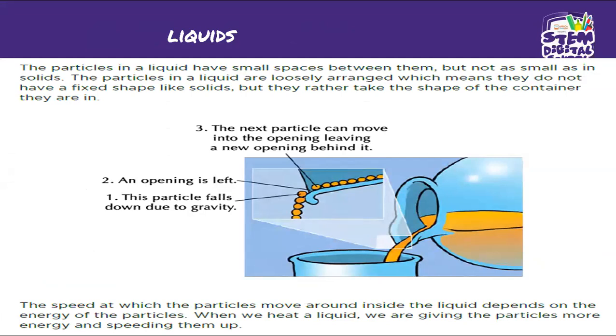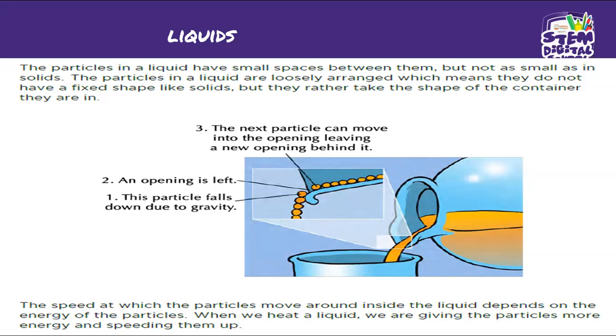Now, let's look at this diagram. We can see that this orange juice is being poured, but we just see the orange juice being poured. What is actually happening to the water particles? You can see that it has been magnified for us to see. So the particles in the liquid have small spaces.